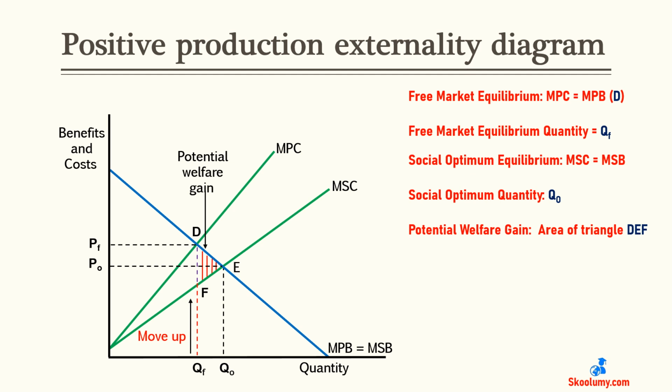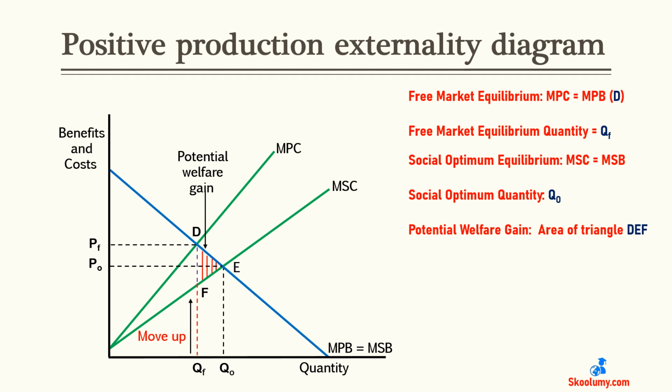The social optimum quantity is from where marginal social cost and marginal social benefit are equal. It is QO. The free market quantity is less than the social optimum quantity. This means the quantity being produced is less than what is beneficial to the society as a whole. The society stands to benefit if more can be produced. In other words, there is a potential welfare gain.